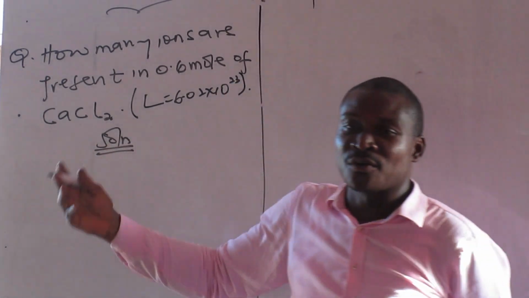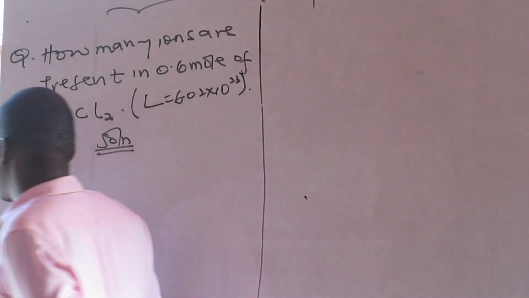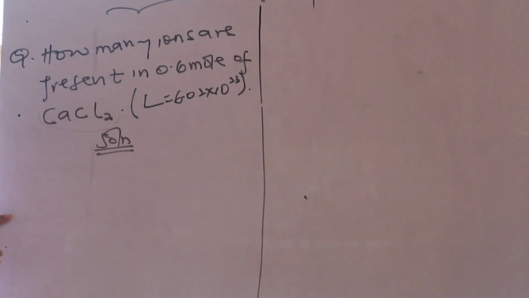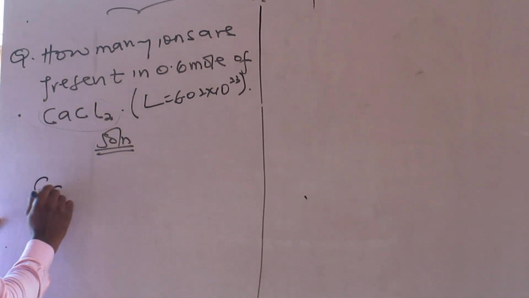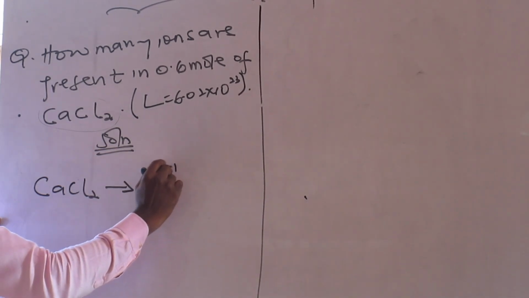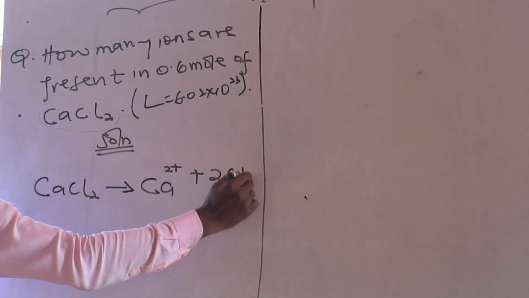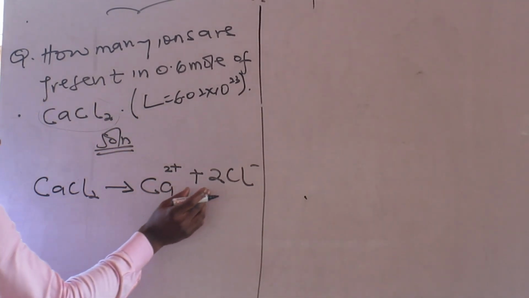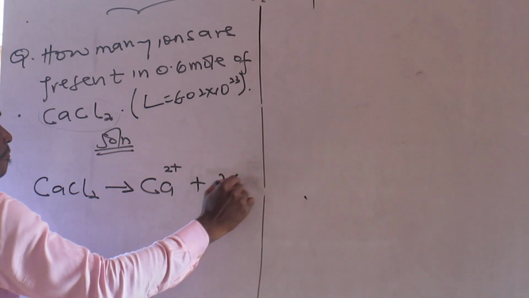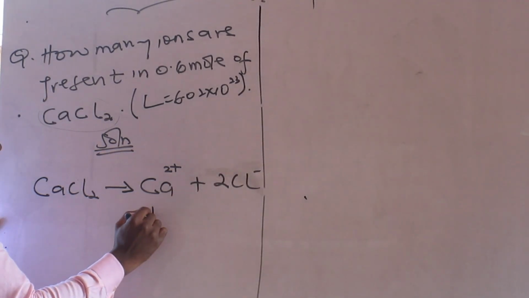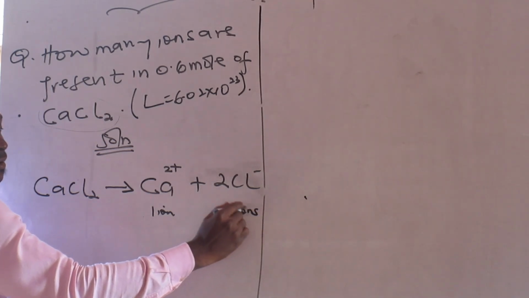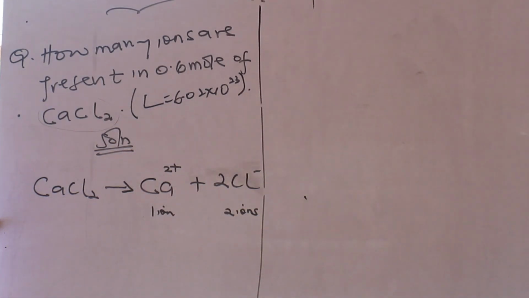So how many ions? Now, the whole of this can be a molecule, right? Now they say ions, so you have to break it open. So that's calcium 2 plus, plus 2 chlorine minus. Do you see that? So how many ions are present here? I can see I have 1 ion, and I have 2 ions here. Do you believe that? Cool.